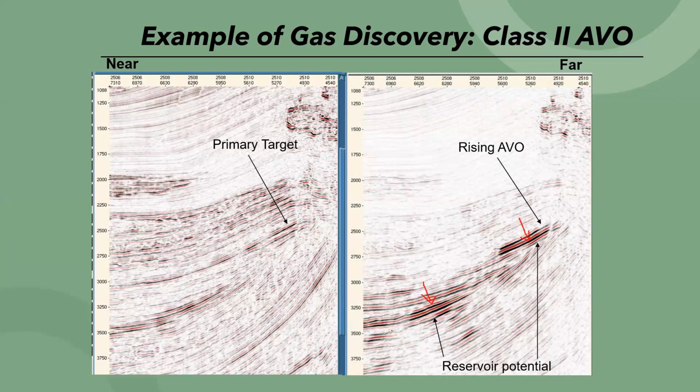This is a very beautiful example which has actually been explored, and the AVO has shown a very bright amplitude increase with offset. So probably this is a gas reservoir. That's why we have a very bright amplitude increase in this case.